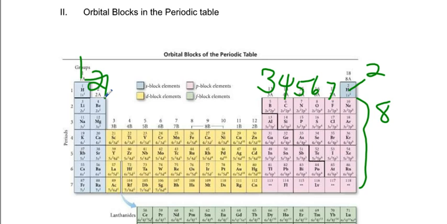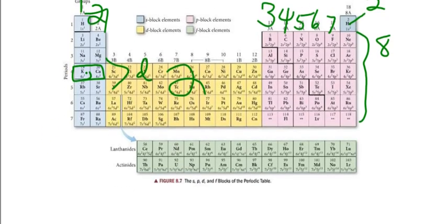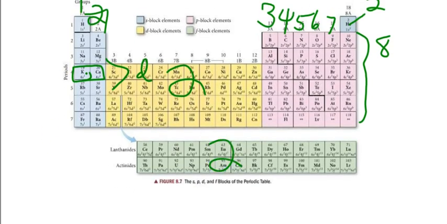How many did our D block have? 2. Why only 2? Because the S number is always bigger than your D. Right? 4S, 3D, 5S, 4D. And if you were to even go down here, these also have 2, because if you look over here, it's 6S2, 4F14, 5D. 6 is the biggest number, so it only has 2.